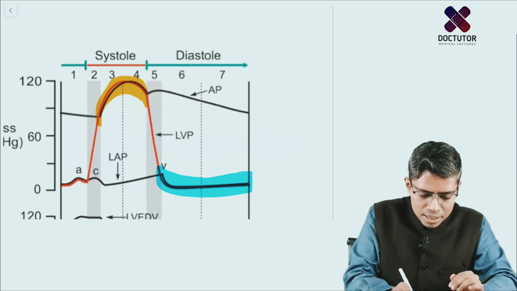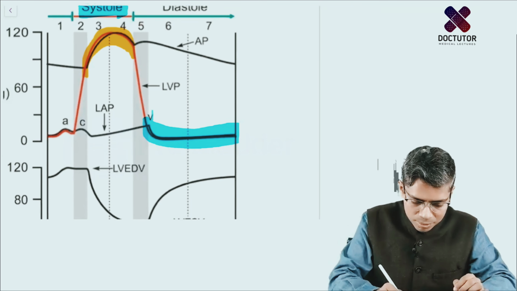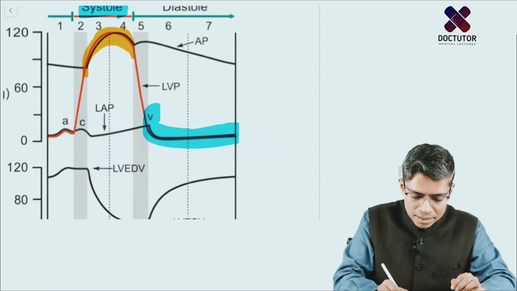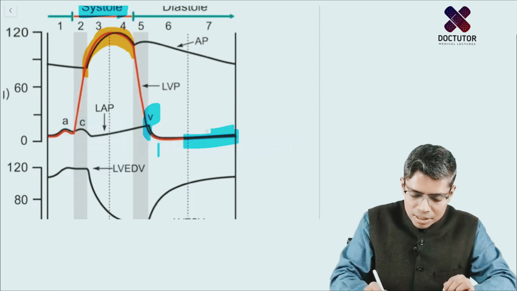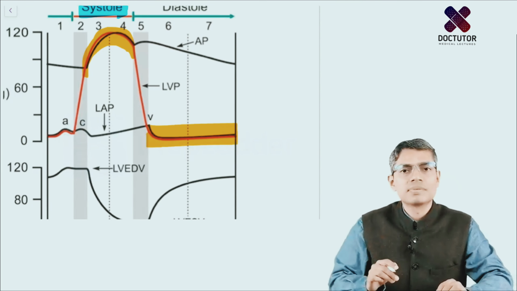During which phase of the cardiac cycle? During systole. And this atrium pressure, this V wave is part of the atrium pressure, and the ventricular pressure change proportionally during which phase of the cardiac cycle? During the diastolic phase of the cardiac cycle.